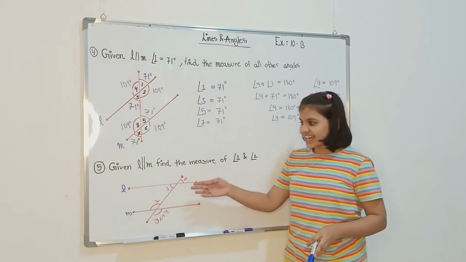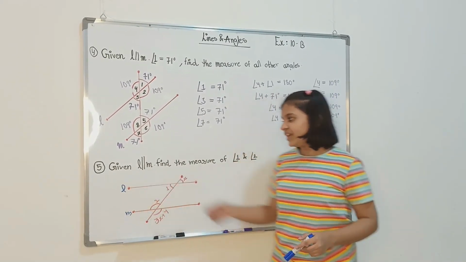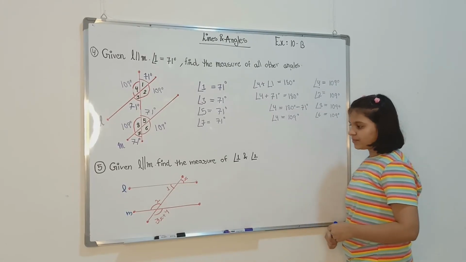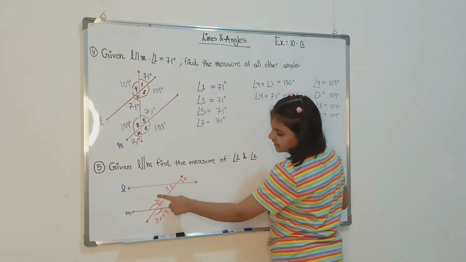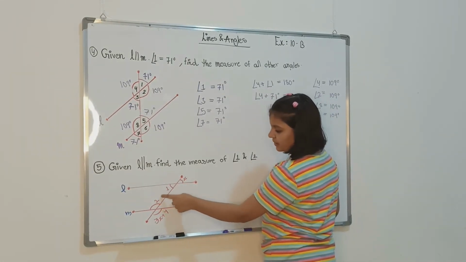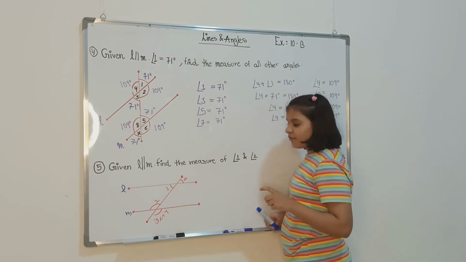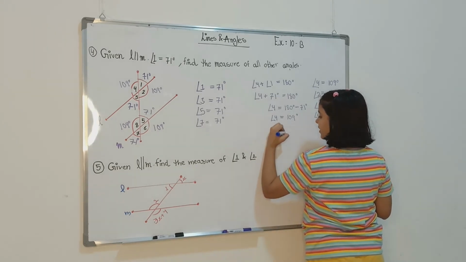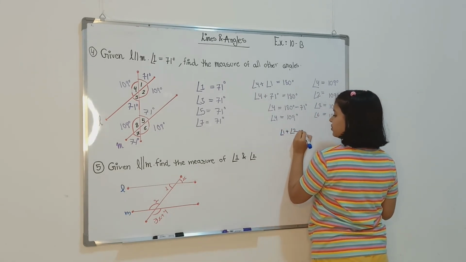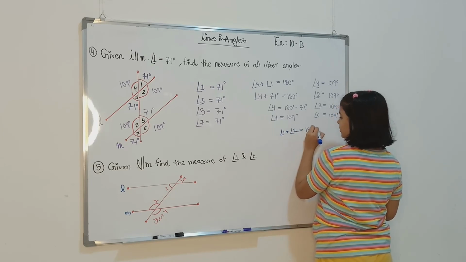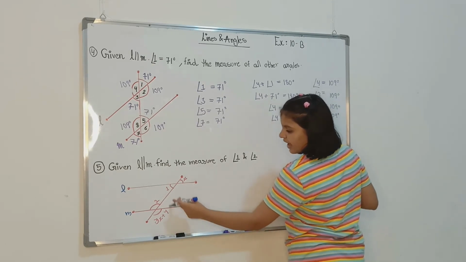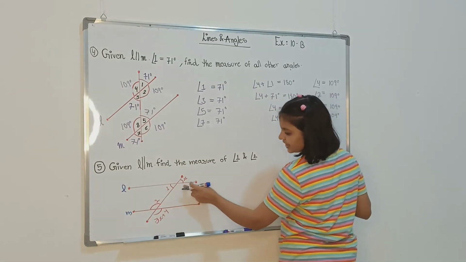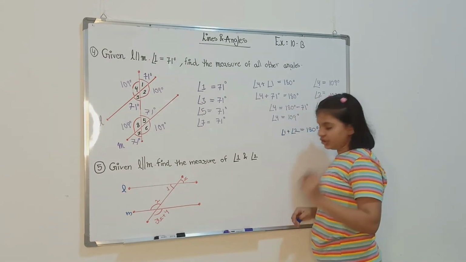So now our next question is question 5. Given line L parallel to M, find the measure of angle 1 and angle 2. Here both of them are interior angles, and we know that the sum of interior angles is always 180 degree. So here angle 1 plus angle 2 is equal to 180 degree. Angle 1 is equal to x and angle 2 is equal to 3x plus 4, because they are vertically opposite angles, and vertically opposite angles are also equal.